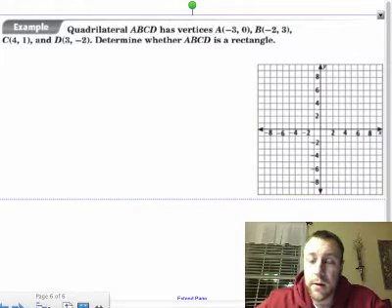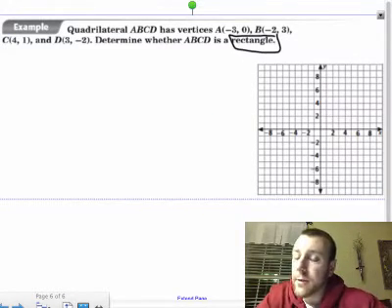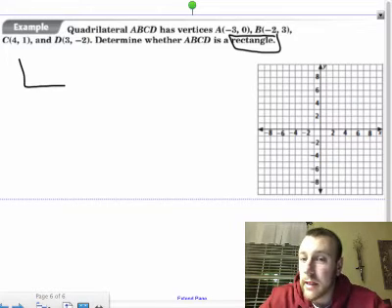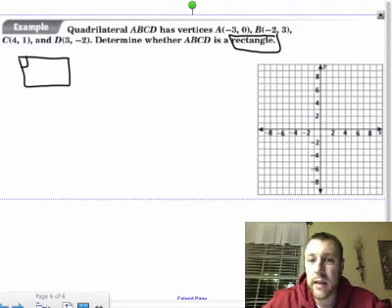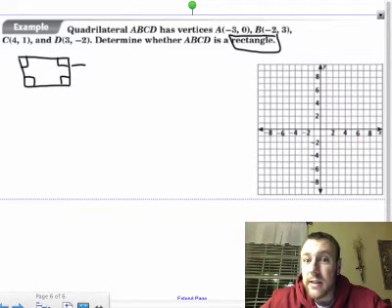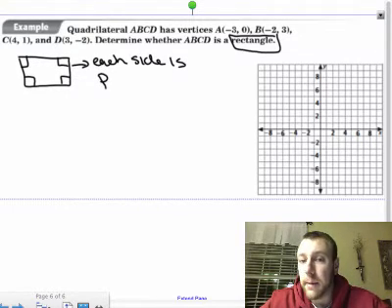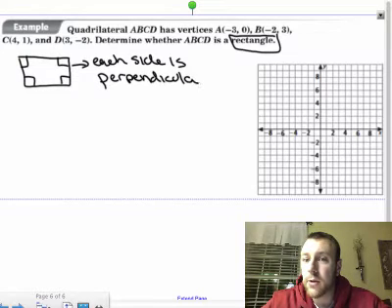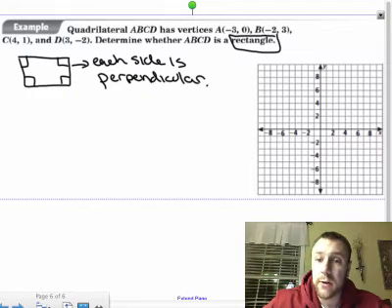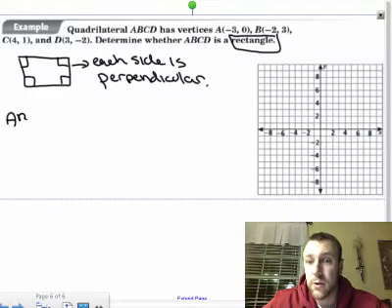Now the second part is when I'm proving something's a rectangle. You might notice rectangles, they'll always have that 90 degrees in the corners. That 90 degrees means that each side is perpendicular to each other. Perpendicular, opposite reciprocal slopes. So I'm going to do the same steps as I did with proving a parallelogram, only now I'm going to prove that's a rectangle.